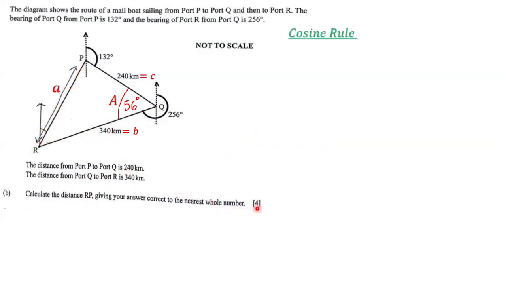In order to do this, we're going to use the cosine rule for finding the missing side. The cosine rule says that a squared is equal to b squared plus c squared minus 2bc cosine of A, where small a is equal to the side that is missing, the side that we're trying to find, that's RP. And capital A is equal to the angle that is opposite to small a.